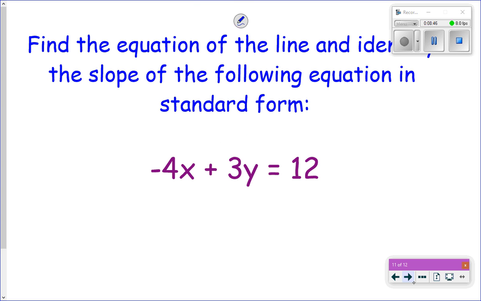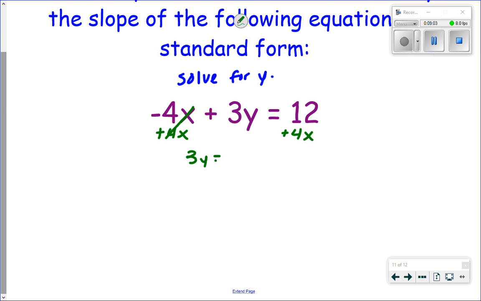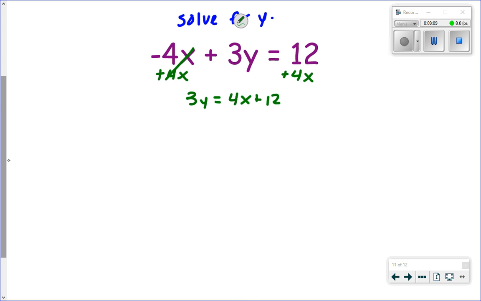Okay, next one, same directions. Find the equation of the line, identify the slope. So I need to solve for y. So the first thing I need to do is add 4x to both sides. So 3y equals 4x plus 12. And then I need to get rid of whatever is in front of y, so I need to divide both sides by 3.